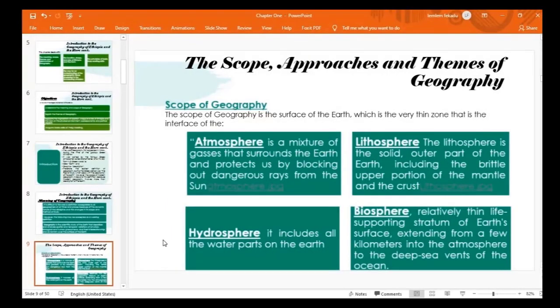The third focus of geography, or the scope of geography, is the hydrosphere. It includes waters on the surface, subsurface, and water vapors in the atmosphere. Biosphere: the biosphere is the life-supporting stratum of the Earth's surface, which extends from a few kilometers into the atmosphere to the deep sea vents of the ocean. So this shows that the biosphere is the part of the Earth that supports all sorts of life.